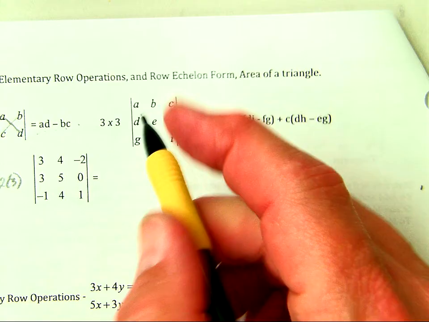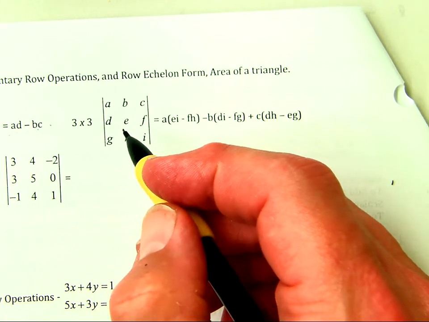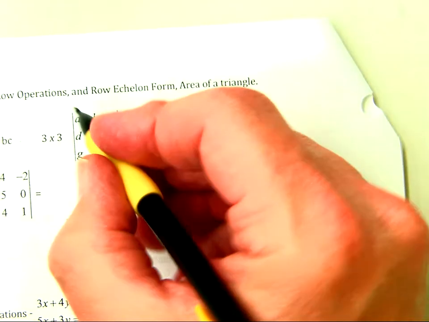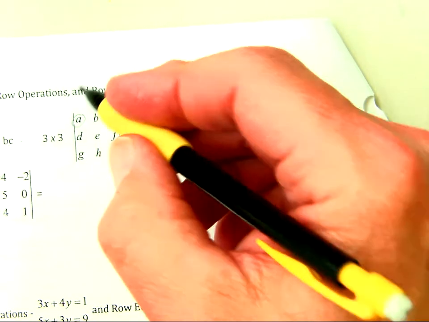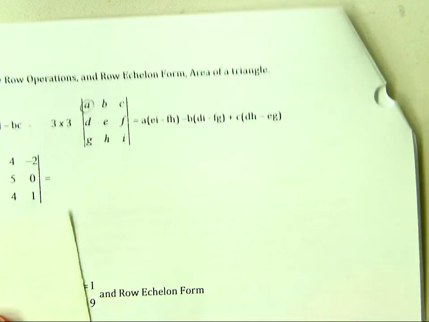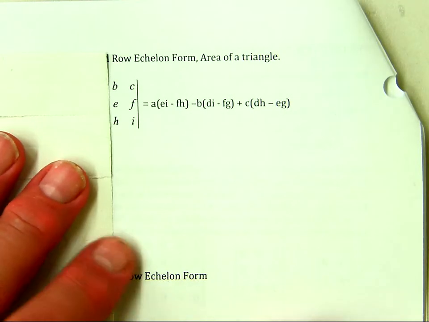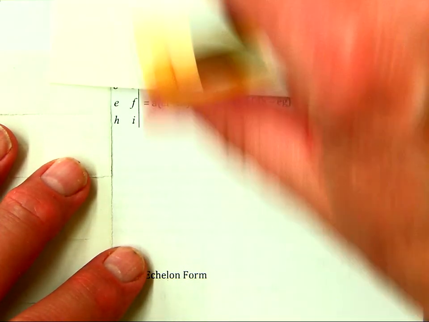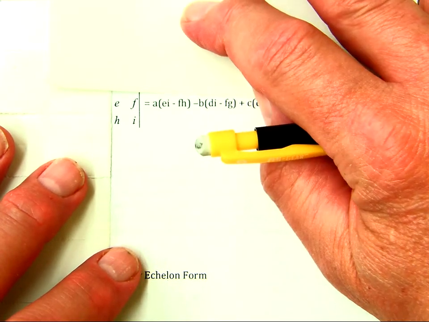Now, 3 by 3 is a little more complicated. Basically, you're going to break it down into 3 2 by 2s. You start with this A right here. If you took that A, that A is in the first column. So if I blocked out the first column, A is also in the first row. If I blocked out the first row, do you see that 2 by 2 that's left over?